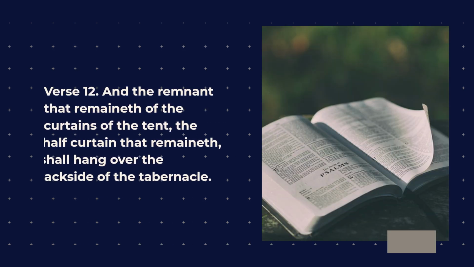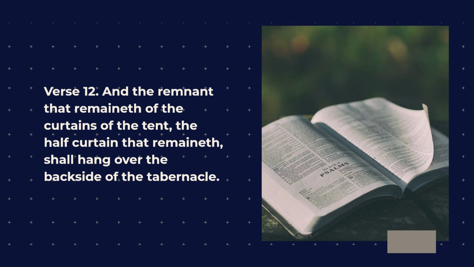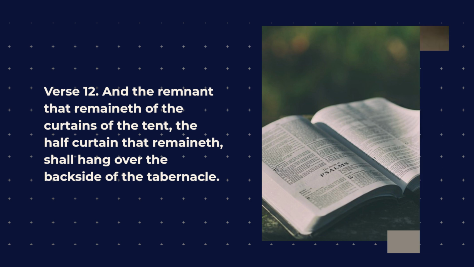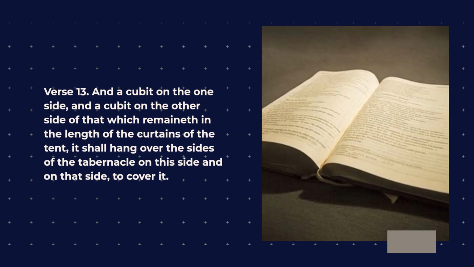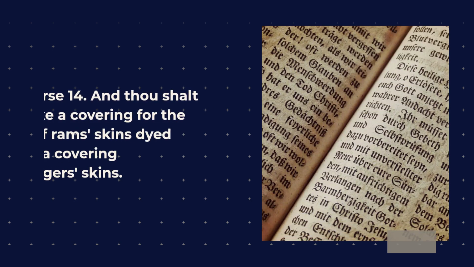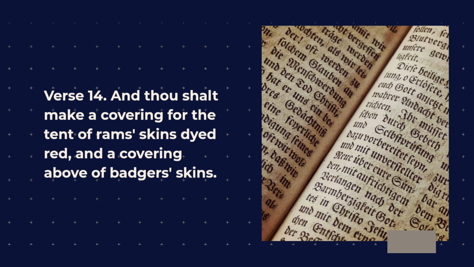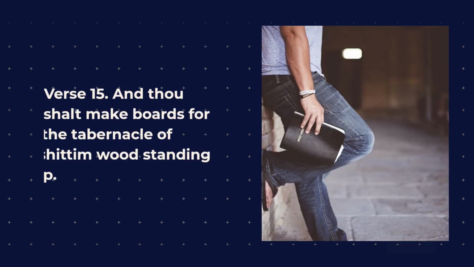Verse 12. And the remnant that remaineth of the curtains of the tent, the half curtain that remaineth, shall hang over the backside of the tabernacle. Verse 13. And a cubit on the one side, and a cubit on the other side of that which remaineth in the length of the curtains of the tent, it shall hang over the sides of the tabernacle on this side and on that side, to cover it. Verse 14. And thou shalt make a covering for the tent of ram skins dyed red, and a covering above of badgers' skins.